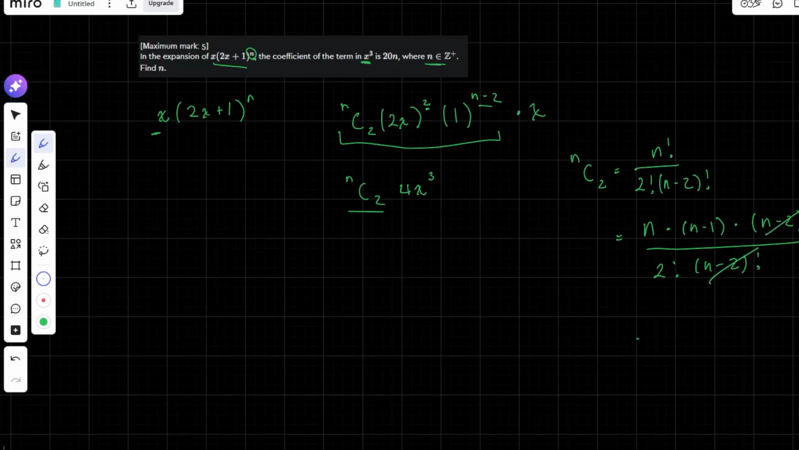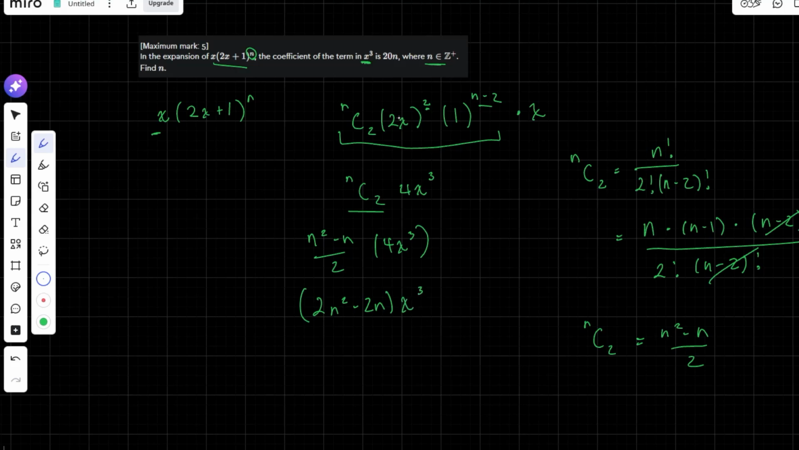So then we end up with (n² - n)/2. That's our value for n choose 2 that we can use here to help solve the problem, basically. So we plug this in: (n² - n)/2 times 4x³. This will cancel. You're going to have (2n² - 2n) times x³.